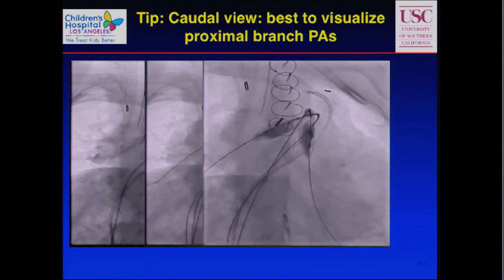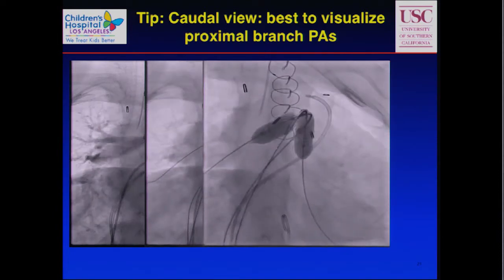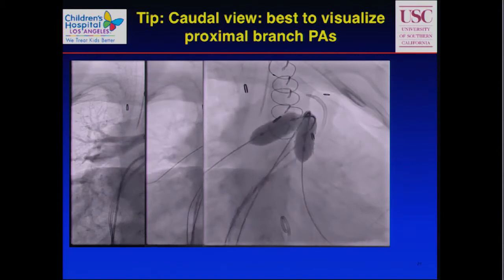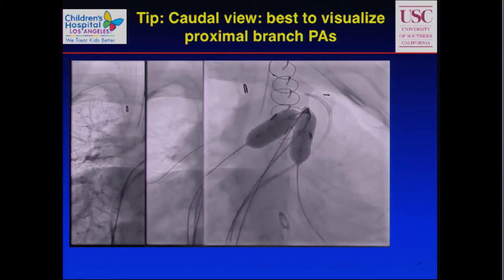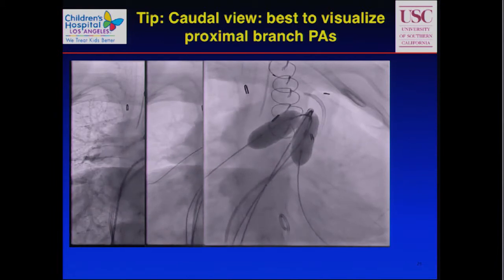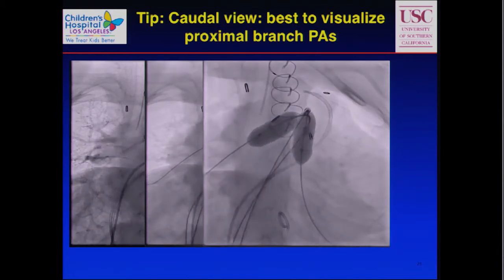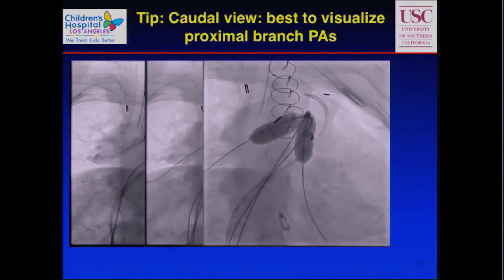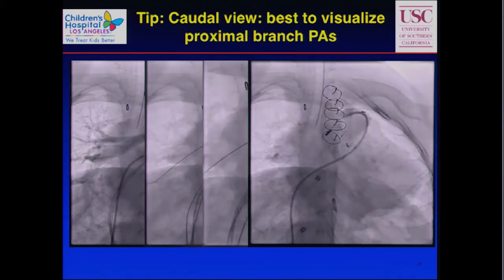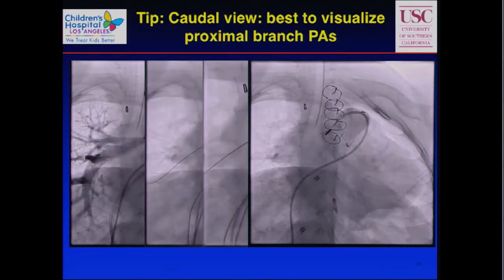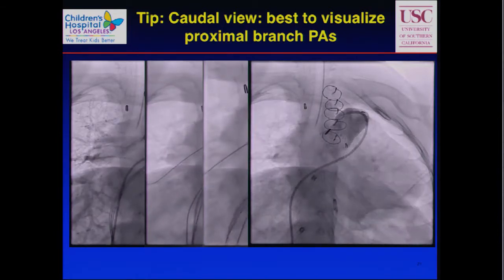Now, what's important is when you further dilate, you also have to dilate simultaneously. Otherwise, you can imagine the balloon would then compress the other stent. So this is further dilation going up simultaneously. So the initial implant you can do with one and then followed by the other. But on the follow-up, you have to go bilateral. Otherwise, you'll compress the other side. So this is the post after that. Again, you see that the caudal view is really useful to look at the proximal branches.